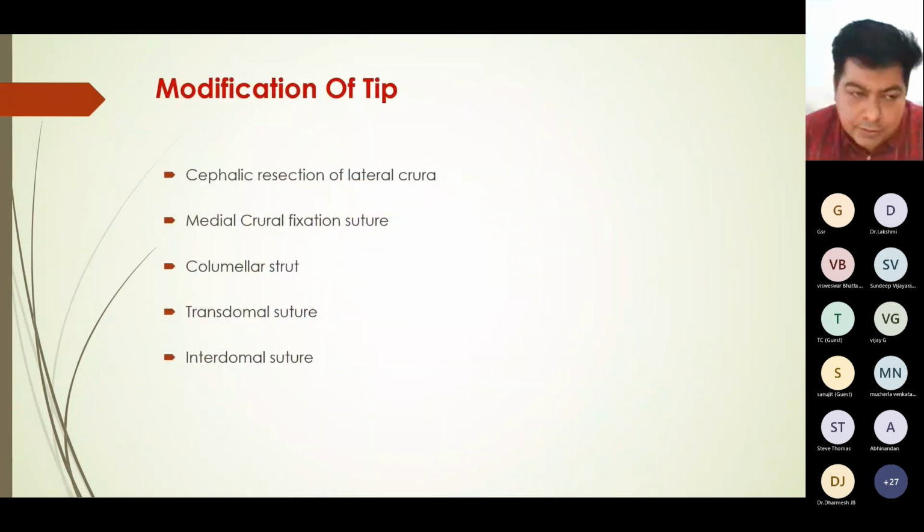Now we have addressed the dorsum, we have addressed the hump, and we have corrected the middle vault deformity. How to address the tip? Of course, there are hundreds of ways and a lot of literature about addressing the tip. It will take you a lifetime to learn all those things, but as a resident, we should learn about mainly 5 things: cephalic resection of lateral crura, medial crural fixation sutures, columellar strut, transdomal suture, interdomal suture.